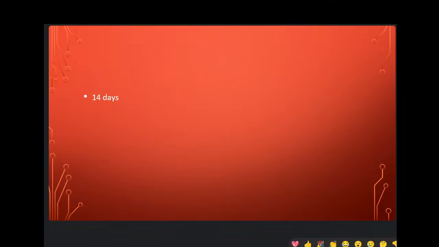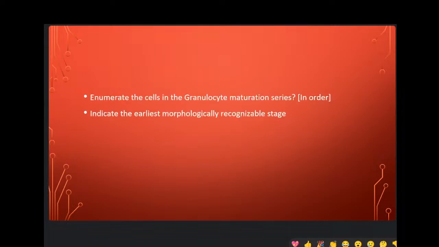Alright? Now, enumerate the cells in the granulocyte maturation series in order. Ayan na naman. Sir, ayan na naman. Paulit-ulit na naman tayo. Yes, I want this to be tattooed to your memories. Okay? Zoe, naaalala mo pa ba? From the youngest to the most mature?